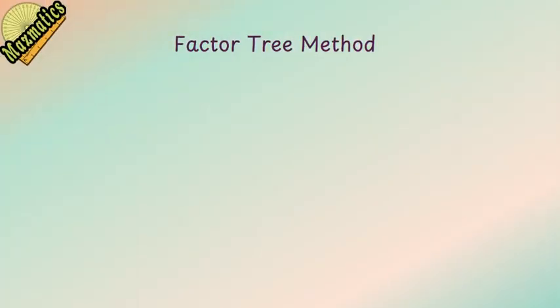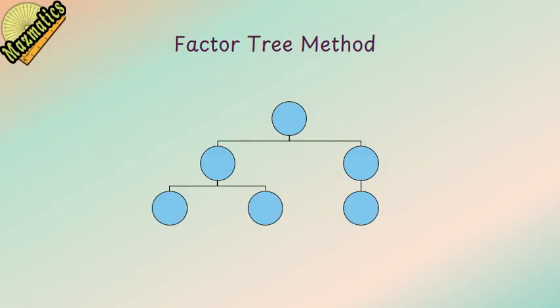Factor tree method. We use a factor tree to break a number into its prime factors. Start by writing the number at the top. Keep splitting the numbers until all branches end in prime numbers. Let's try an example.